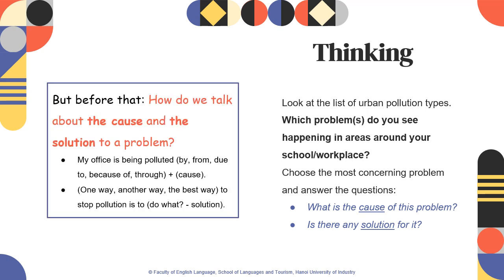But wait. Before that, how do we talk about the cause and the solution to a problem? Refer back to the grammar tasks about using adverbs for cause and verb infinitive for solution. Below is a reminder for you. My office is being polluted by, from, due to, because of, through. And the cause. Next. One way, another way, the best way to stop pollution is to do what? Add an action verb for the solution. Okay, now you are ready.